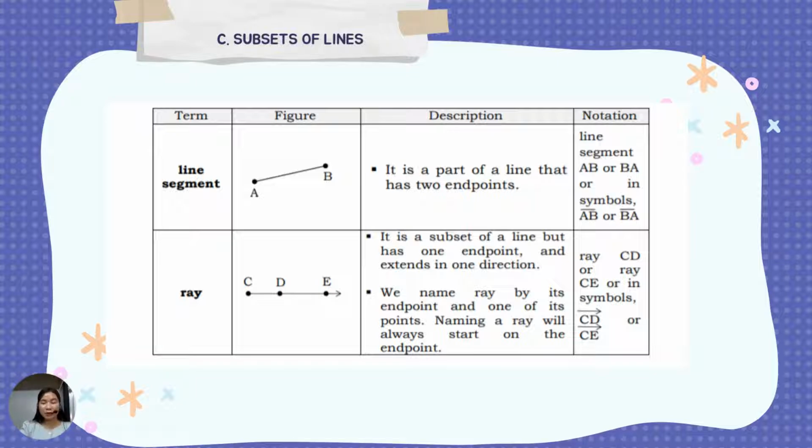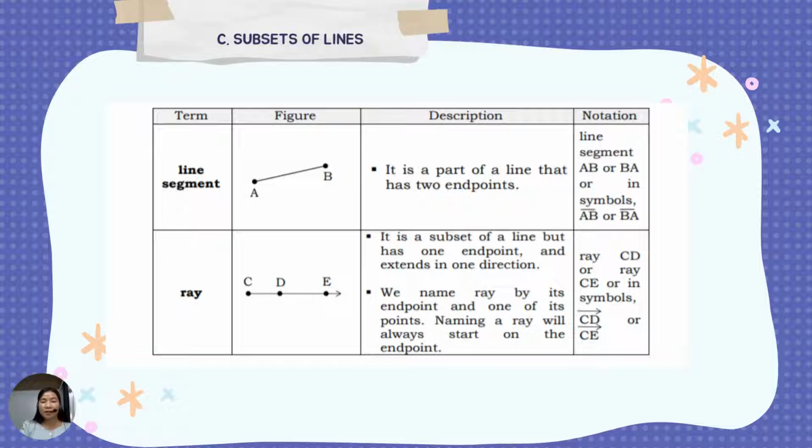The next subset of a line is the ray. A ray is a subset of a line but has one endpoint. Look at this figure. There is a line, but on one side is a point, while on the other side is an arrowhead. It is a subset of a line but has one endpoint. This is the one endpoint, and it extends in one direction. This arrowhead shows or represents that it extends in another direction.